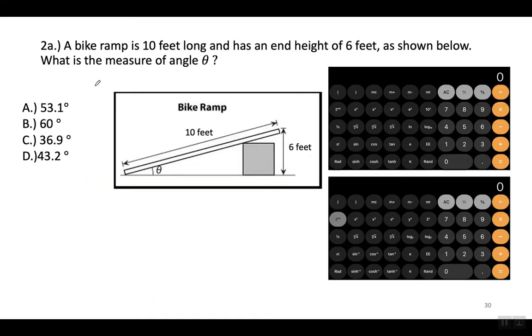On this one, I got several different examples that you could practice on this same question. A bike ramp is 10 feet long and has an end height of 6 feet, as shown below. What is the measure of angle theta? So we gotta find the measure of this angle.